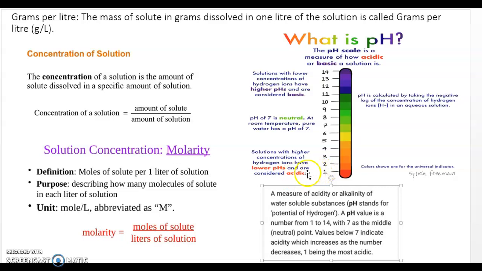So 1 is acidic. As you can see, below 7 indicates acidity, which increases as the number decreases. So as the number decreases, acidity increases, and above 7 it will be basic. This is the meaning of pH. How do you define it? It is a measure of how acidic or basic a solution is, and this is the definition of pH.